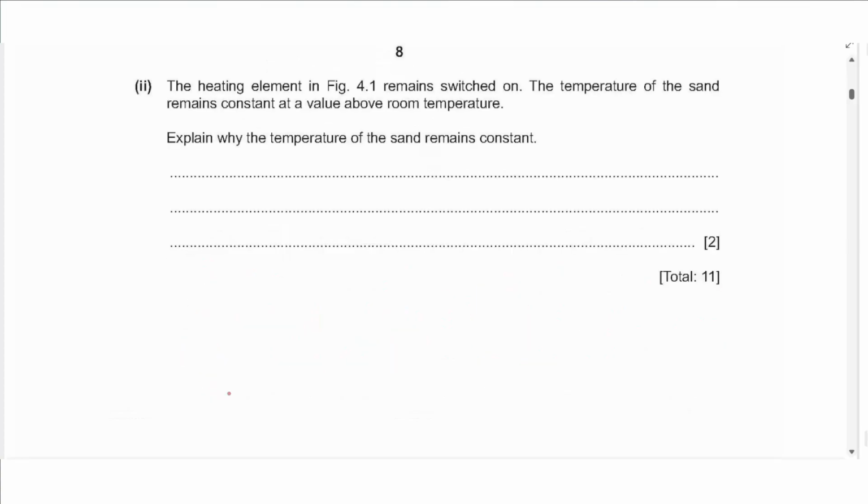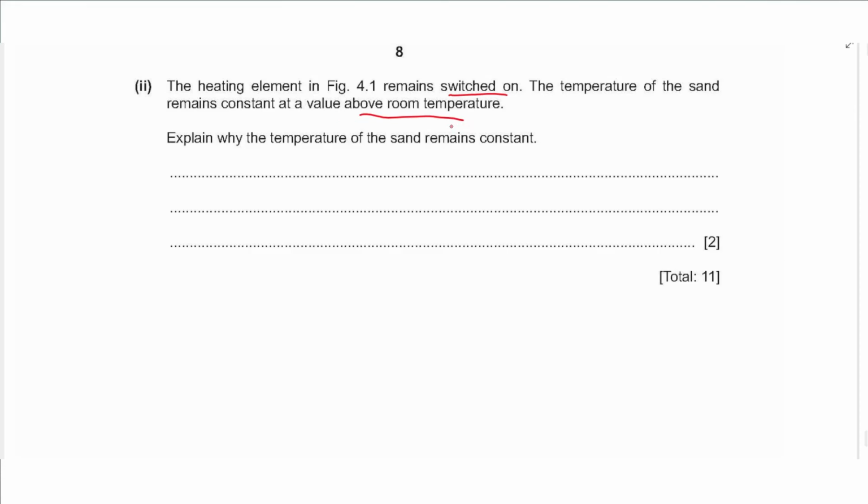Double I says the heating element in figure 4.1 remains switched on. The temperature of the sand remains constant at a value above room temperature. Explain why the temperature of the sand remains constant. So we have the heater switched on, which means there is an input of energy to the soil, but also the temperature of the sand is above room temperature, so there is heat lost to the surroundings.